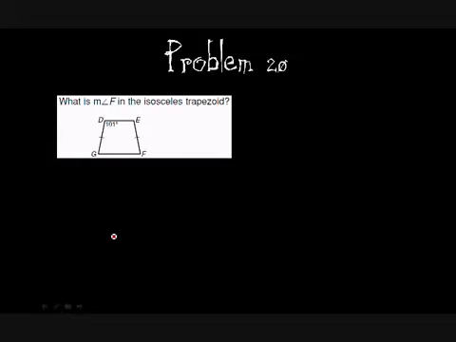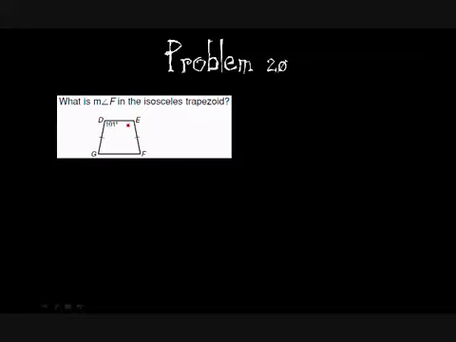Okay, so problem 20 says, what is the measure of angle F in the isosceles trapezoid? So isosceles means that these two sides are the same. And since it's a trapezoid, we know that these two sides have to be parallel. So we've got two congruent sides and two parallel sides.